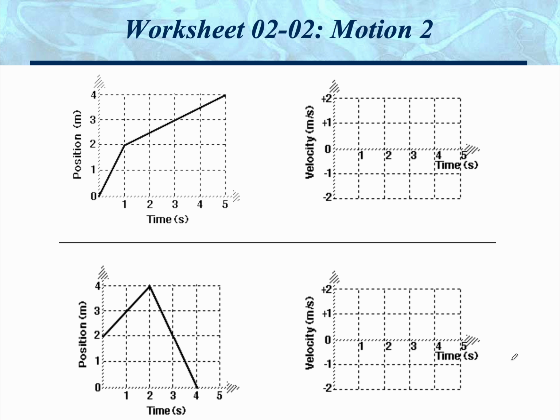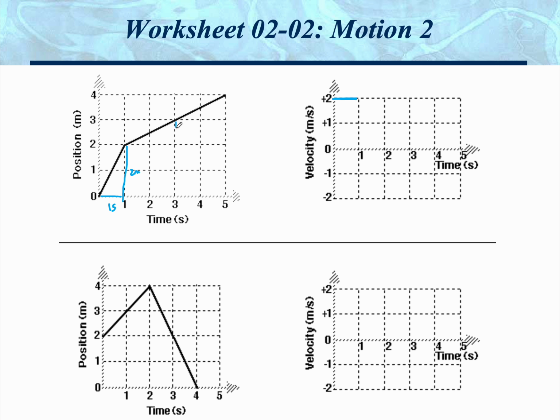The last part of this one, they actually give you the position versus time instead of giving it to you in words, and you actually numerically have to solve it. So take a quick look at this. What is your velocity during the first 1 second? Well, you covered 2 meters in 1 second. So your velocity here is going to be 2 meters per second during the first second.